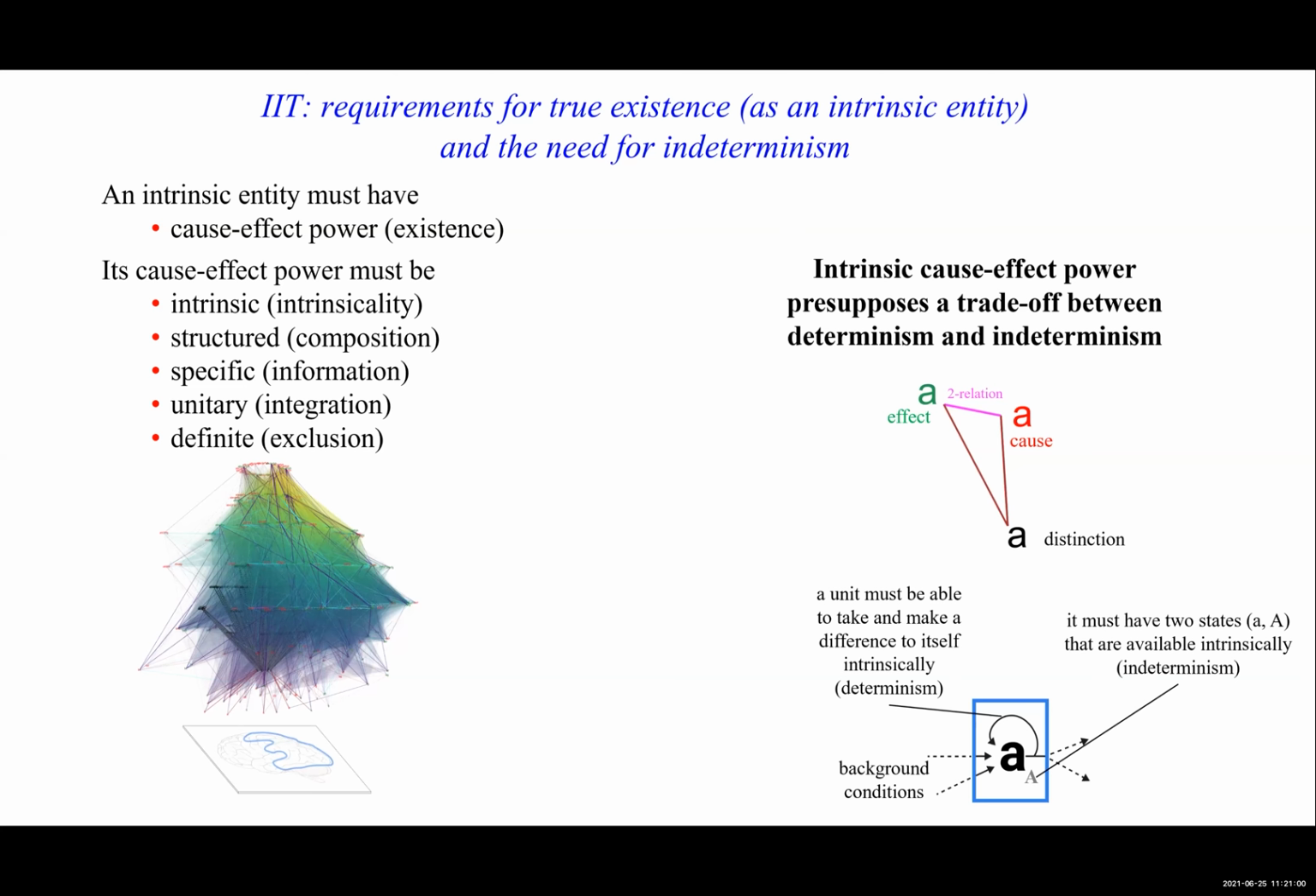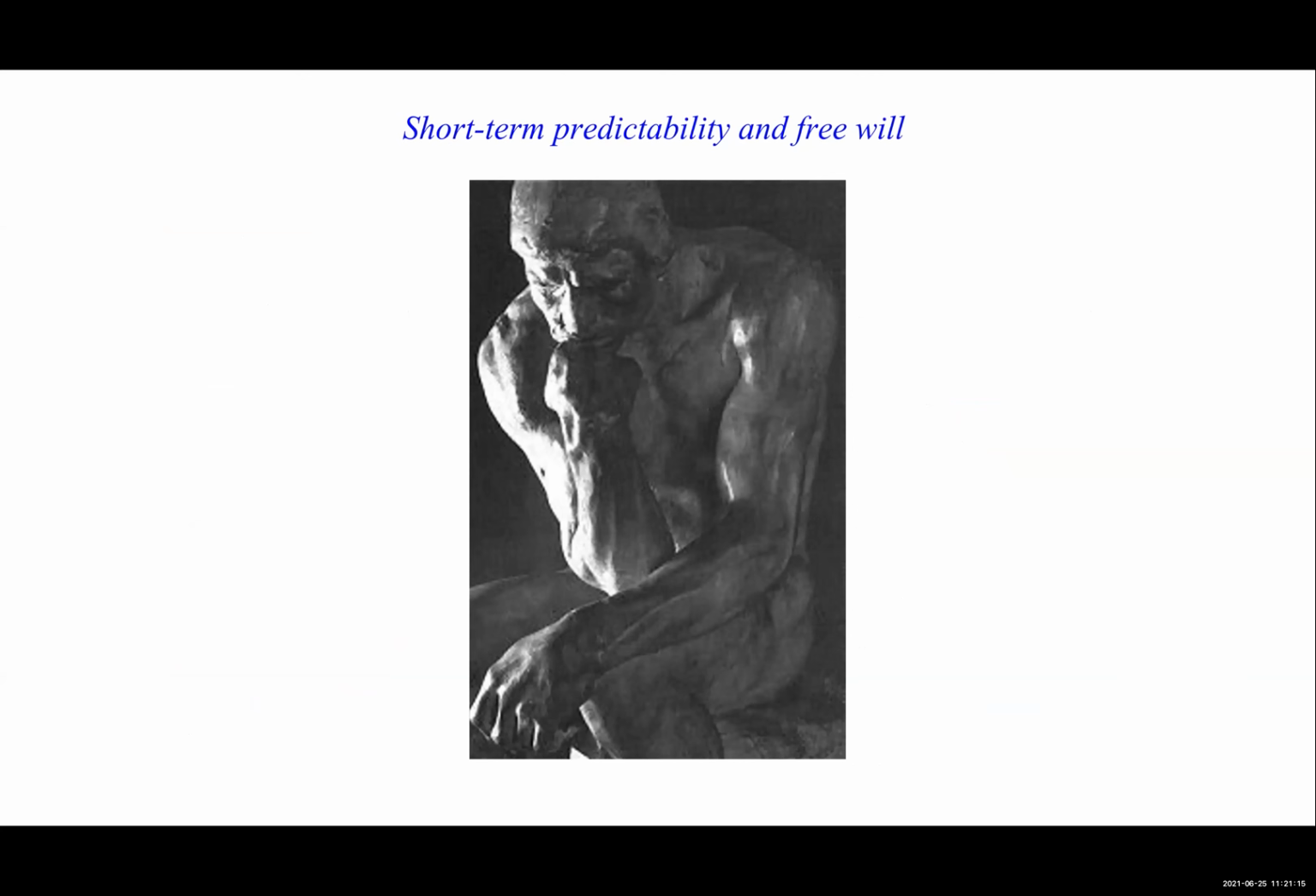So in essence, there is a trade-off between determinism and indeterminism, which is mandated by the requirements for existing in IIT. And it's interesting, it actually gives a mathematical value for exactly what is the right amount of indeterminism to maximize existence. So there has to be indeterminism, which means of course that the future is open-ended, also according to IIT and not just to modern physics, and the past is not predetermined.